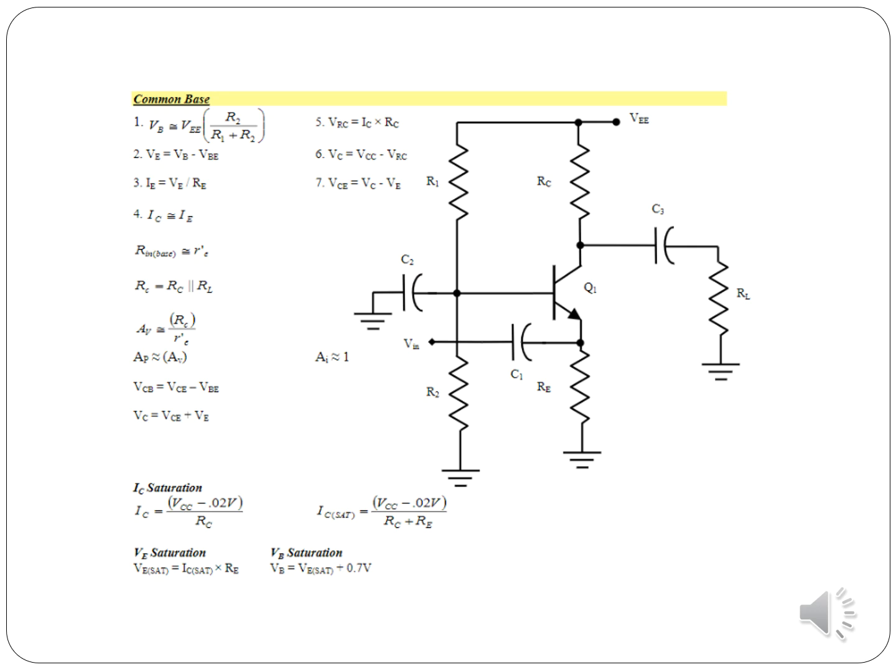And then we have VE is equal to VB minus VBE. IE is equal to VE over RE, which is Ohm's law. IC approximately equal to IE. And that is it for that part. We can find the voltage across the collector resistor, the voltage at the collector to emitter, and the voltage at the base.